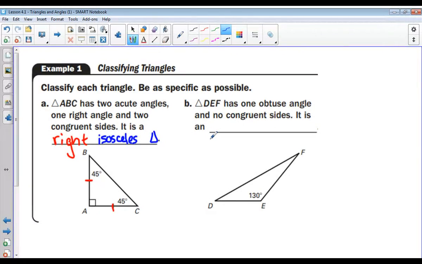In B, we're going to go with that same method, first angle, then side. Triangle DEF has one obtuse angle and no congruent sides. If I'm going with obtuse first, it has the one obtuse angle, so it's an obtuse triangle. If it has no congruent sides, by definition, it would be a scalene triangle. So this would be considered an obtuse scalene triangle.